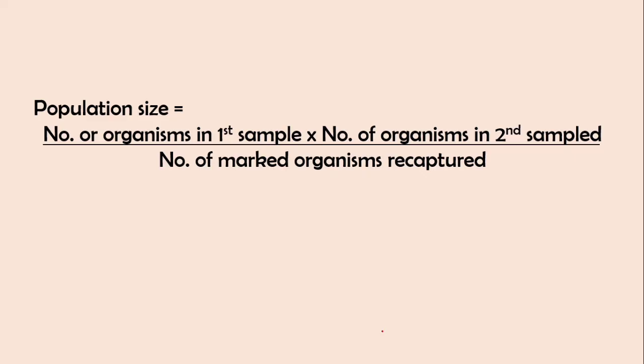Okay, here is the formula to calculate the population size for freely moving animals. Okay, the number of organisms in the first sample times the number of organisms in the second sample. Okay, the total number of the first sample, the total number for the second sample, divided by the number of marked organisms recaptured. Bahagikan dengan organisms yang ada mark sahaja. Waktu second time kita recapture.